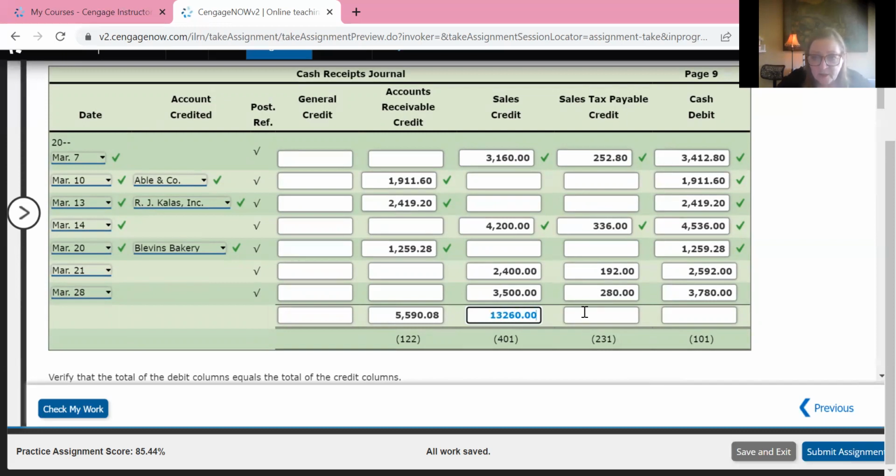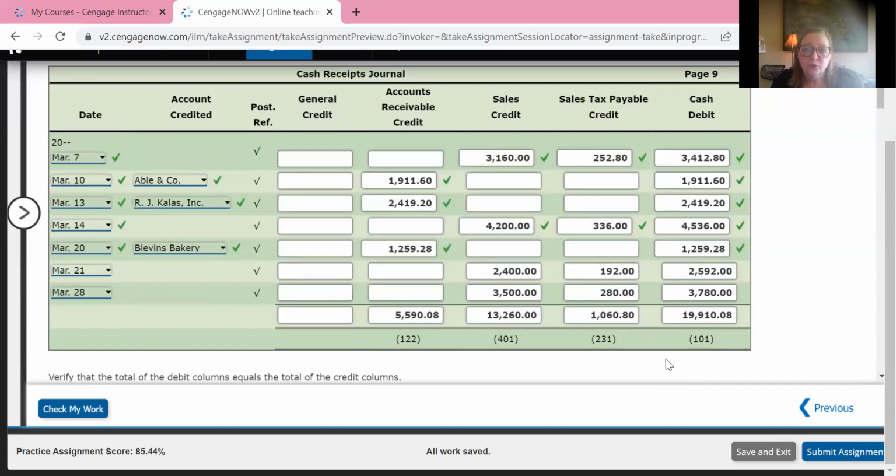And then the sales tax payable credits, the total of these four credits that we have listed or entered here in our cash receipts journal, the total is $1,060.80. And then if you tally all the cash debits together, you're going to wind up with a total of $19,910.08.